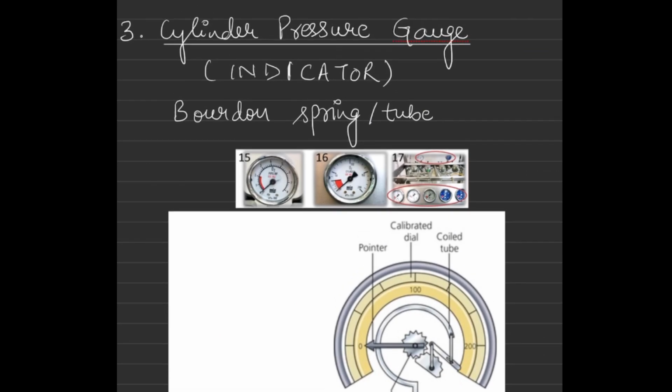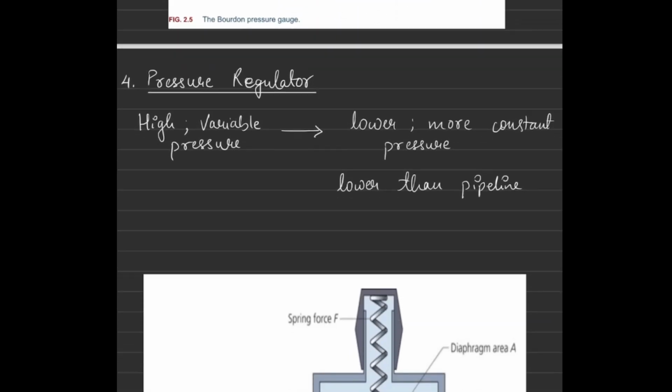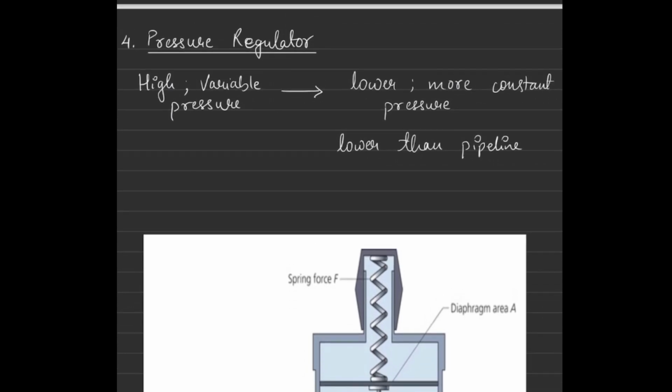So we have discussed the cylinder pressure gauge. Now the pressure regulator. The pressure regulator regulates the pressure. High and variable pressure from the cylinder is converted to a lower, more constant pressure, and it is lower than the pipeline, so that the pipeline remains the main supply of gases for anesthesia practice. That is why the pressure regulator lowers the pressure below that of the pipeline system.